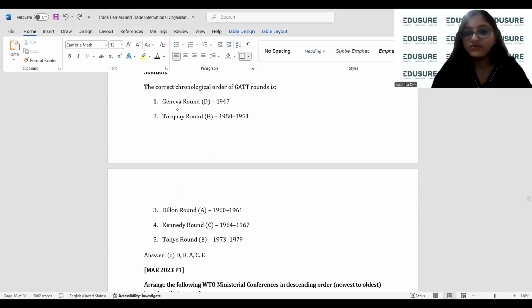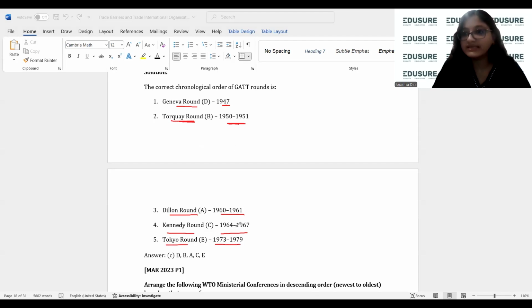See here, Geneva round was 1947 first. Then you have Torquay round, 50, 51, Dillon round. Then you have Kennedy round. Then you have Tokyo round. So here you can take a look at this. I'll share this note with you. You can take a look at this. Here, nothing to explain, just memorize. So the right answer will be option number C. This will be the arrangement: D, D, A, C, E. Here you can see the corresponding years.